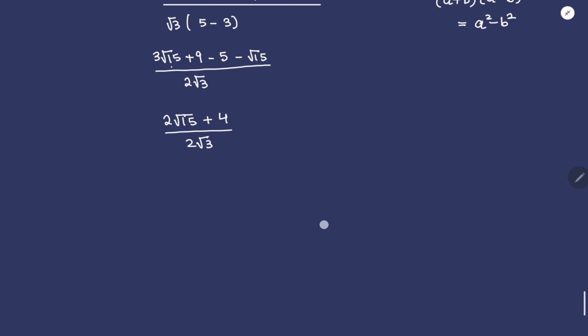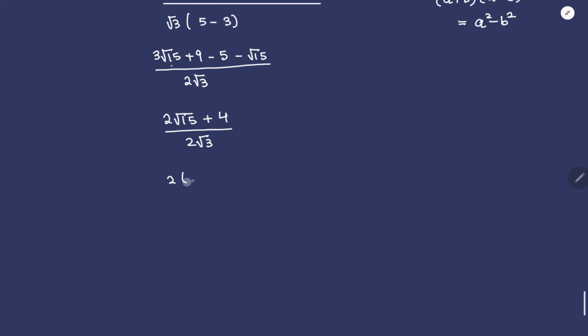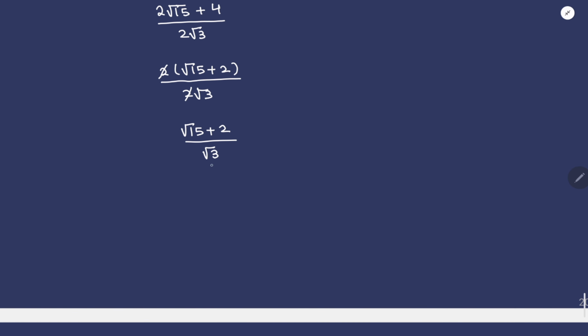Okay, now we can take 2 common in the numerator. It will be (√15 + 2) by 2√3. So this 2 will cancel out and we are left with (√15 + 2) by √3. Now we again have a square root in the denominator. What will we do? We will rationalize again, because we don't like denominators with square roots. So this will become (√15 times √3 + 2 times √3) by 3.